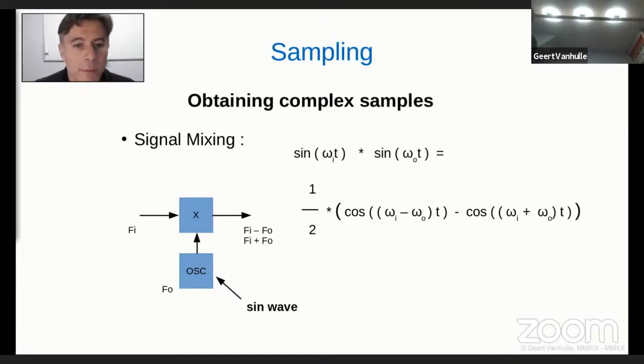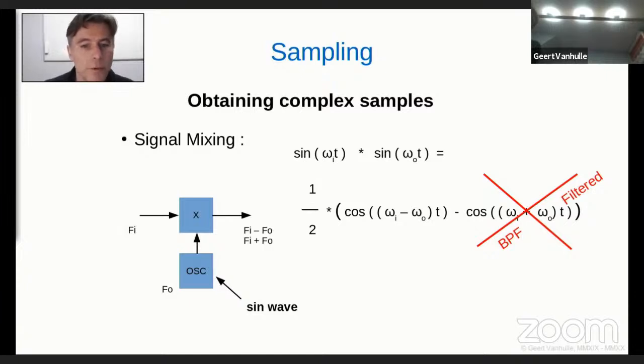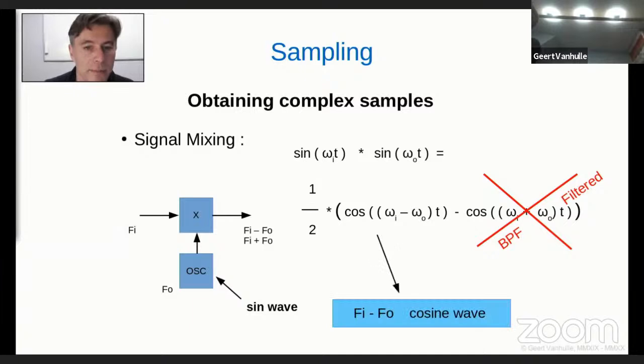Now, here again, we can see what is happening when we add our low-pass filter. Our low-pass filter will actually filter out this cosine product of the addition of the rotating angles. So we are left with the cosine signal of the difference between the rotating angles, which is in fact the input signal minus the local oscillator frequency in a cosine form.